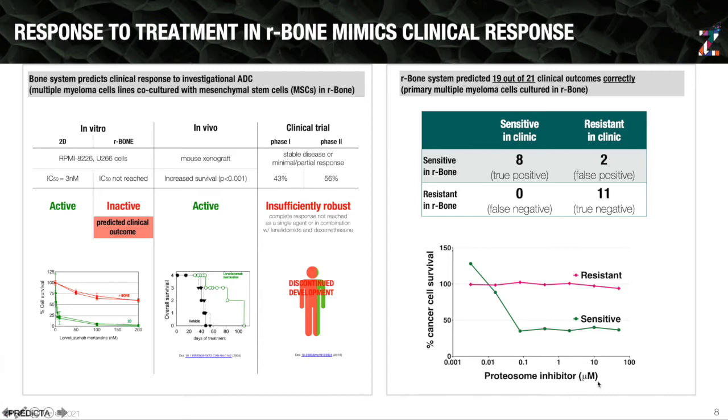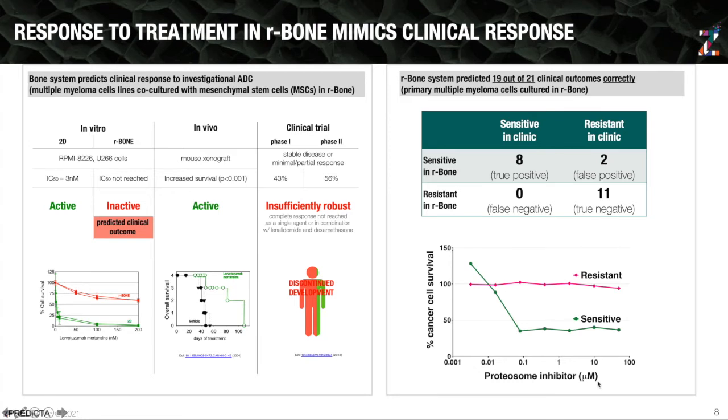And really, to understand whether this system can mimic and predict clinical response, we've done two studies. One on the left is a case study where we looked at a drug through the standard preclinical process. It was evaluated in 2D cultures, it was evaluated in vivo, and then it went into the clinic. So when we looked in vitro in 2D cultures versus our reconstructed bone for the particular application in multiple myeloma for this compound, in 2D, the IC50 of this compound was about 3 nanomolar. In our bone, really, the IC50 could not be reached. If you look at the graph below, the red lines show that the compound was fairly inactive in our bone, but the green lines show that it was very active in 2D.